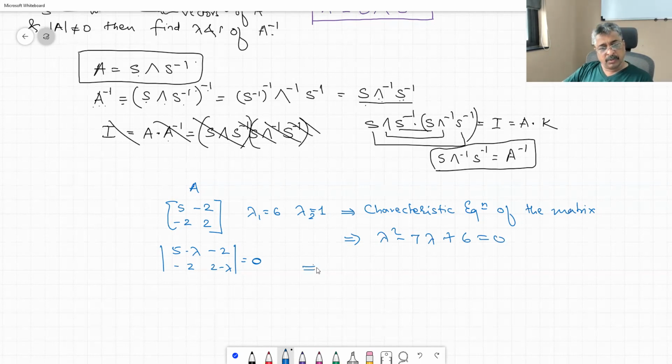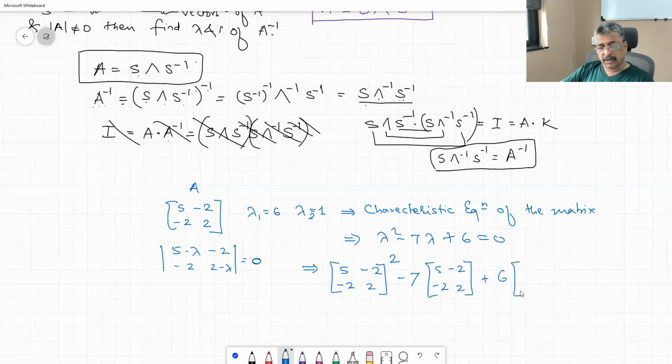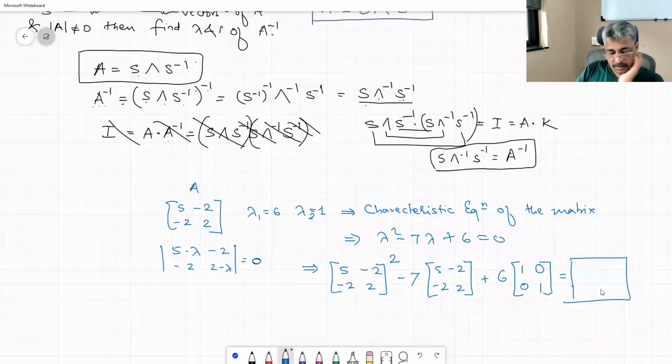Okay. Now let us write this equation. The matrix 5, minus 2, minus 2, 2, squared, minus 7 times the matrix 5, minus 2, minus 2, 2, plus 6 times the matrix 1, 0, 0, 1, because if it is a matrix equation, all of them should be matrices. Multiplied by a scalar is fine. So find out the RHS of this. Okay, if you do the calculations correctly, you will end up getting a 2 by 2 matrix, but with all entries 0, 0, 0, 0.